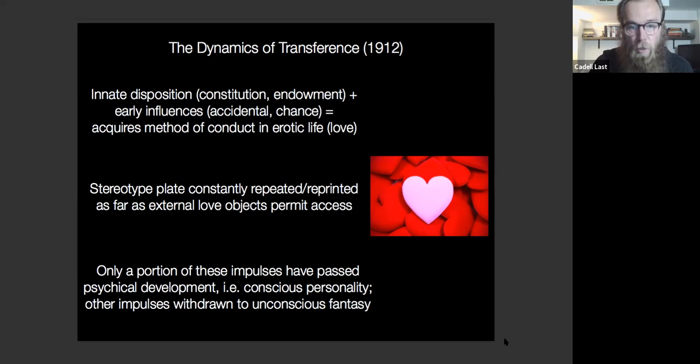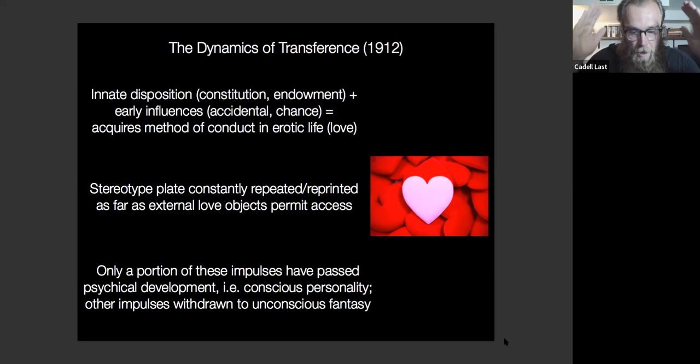And this complex interaction leads to the specific methods by which a subject will express love later in life. He goes into detail describing how the methods by which someone loves are a result of a type of stereotype plate, which you can think of as an image. And this image, again a combination of genetics and early influences in childhood, becomes repeated and reprinted on external love objects that are accessible to the subject. So basically we have an image in our head of the type of other person with whom we want to share our love.